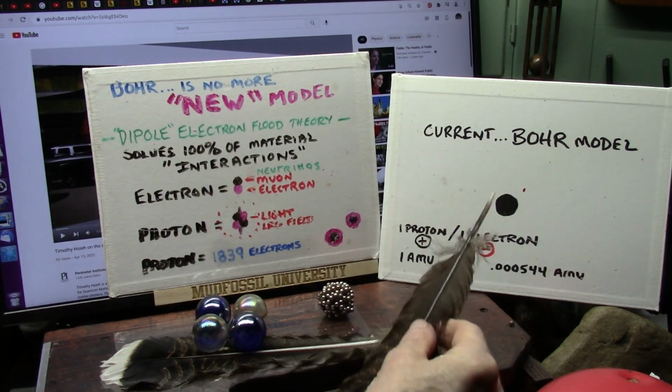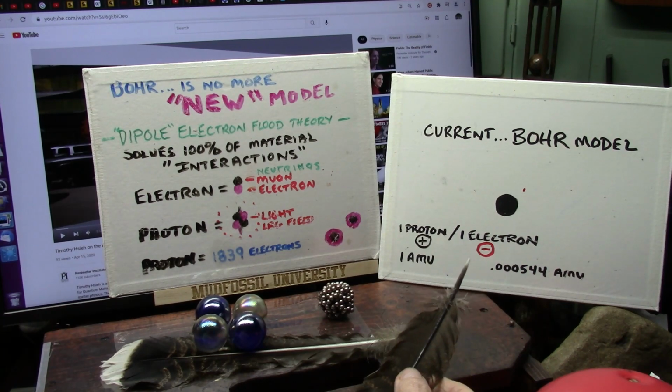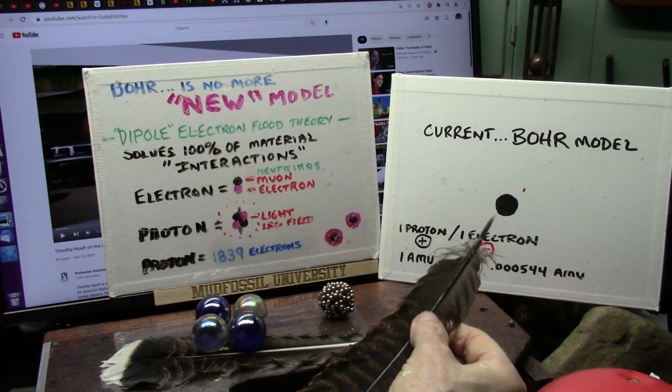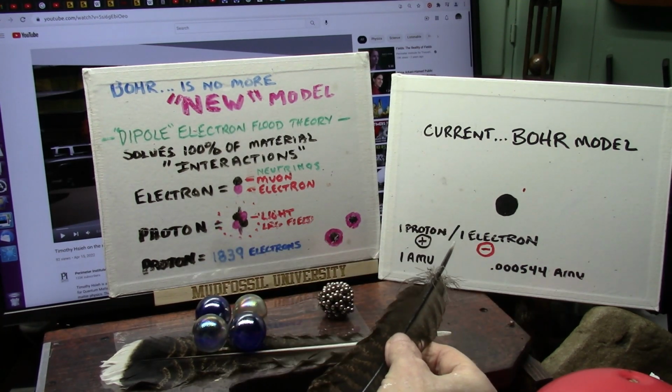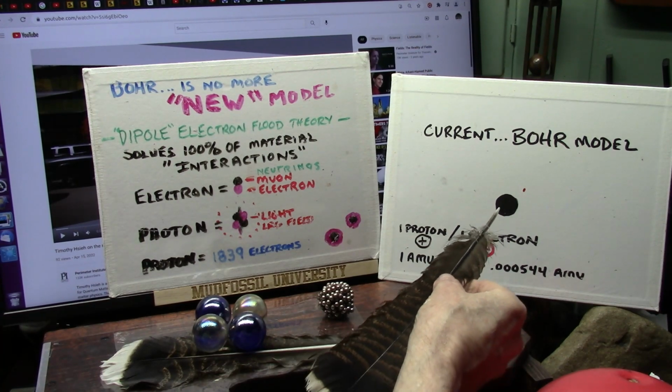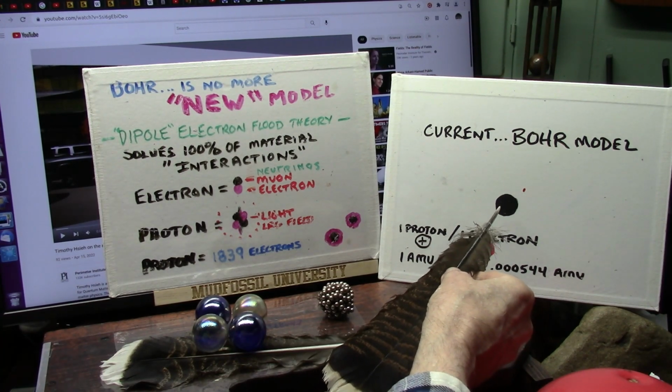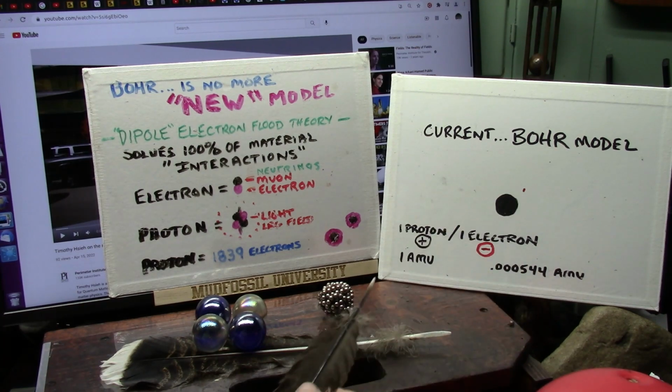Now, I am totally against the Bohr model. It does not work. It never worked. In 1970, I wrote a paper saying this doesn't work, because everything has to be a dipole. You can't have a gigantic positive in the center and one tiny, tiny little negative out there.